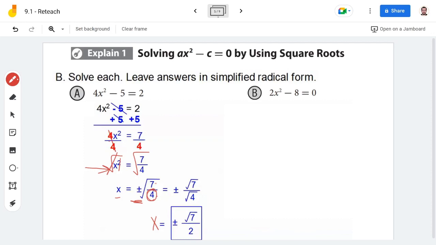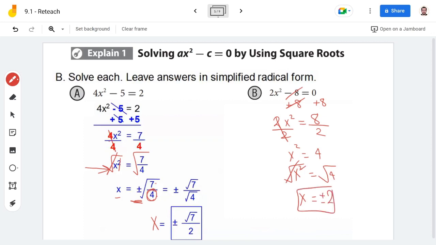Now, how about this one? 2x squared minus 8, so we add 8 to both sides. So now 2x squared equals 8. Now divide by 2, divide by 2. So x squared is equal to 8/2, which equals what? 4. Now I have to take the square root of both sides to remove this. So x is equal to, what's the square root of 4? It's 2. And don't forget positive and negative.